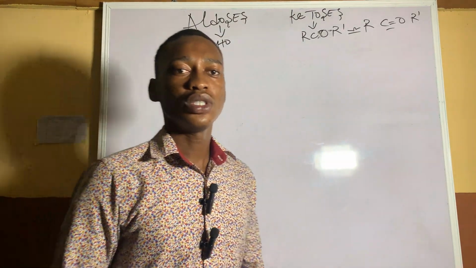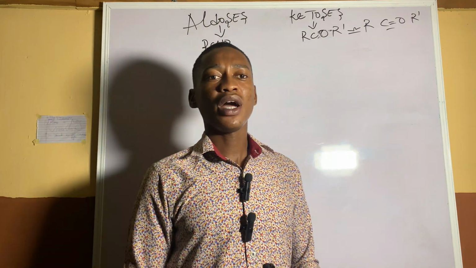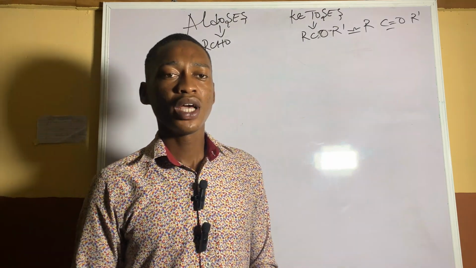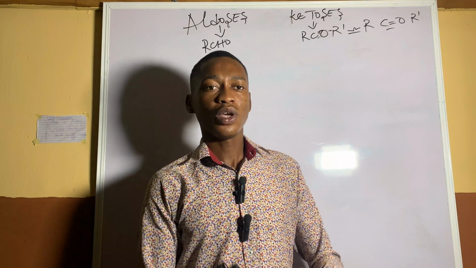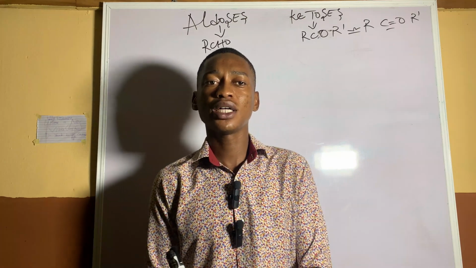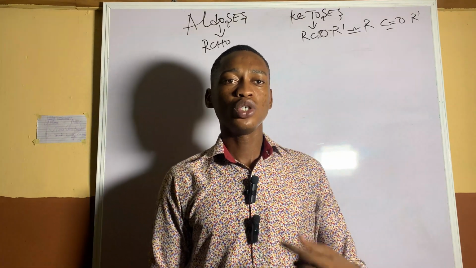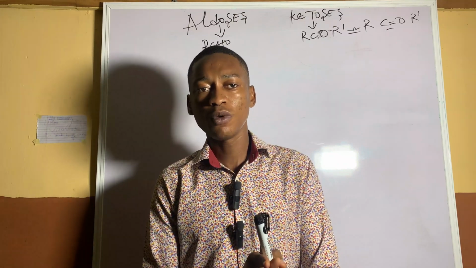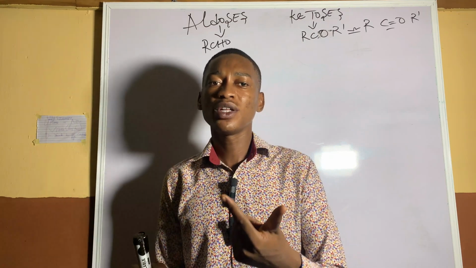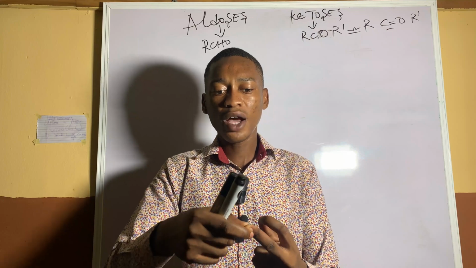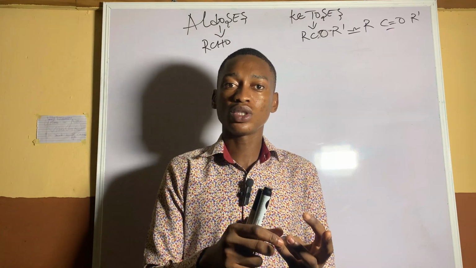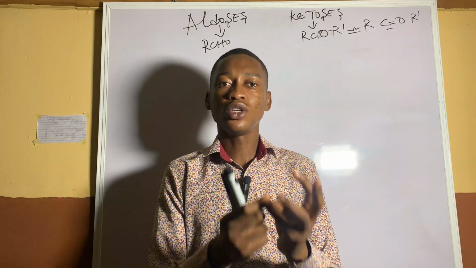Now, when we are talking about aldoses and ketoses, I want you to understand something. Remember, in my video on carbohydrates, I talked about monosaccharides, disaccharides, oligosaccharides, and polysaccharides. Monosaccharides are simple sugars. Disaccharides are sugars formed when two monosaccharides combine, like lactose, maltose, and sucrose. Two glucose units form maltose. Glucose and galactose form lactose. Glucose and fructose form sucrose. Those are disaccharides.